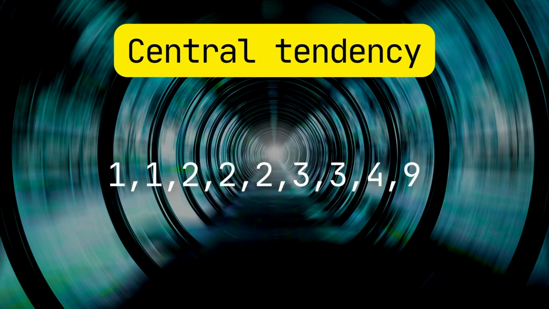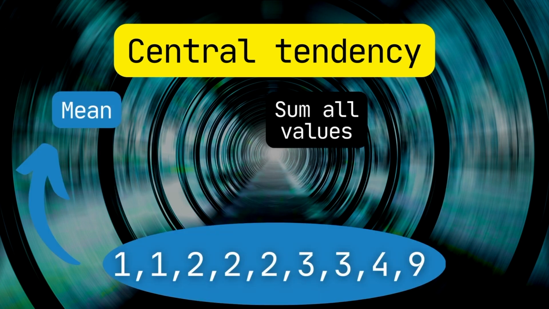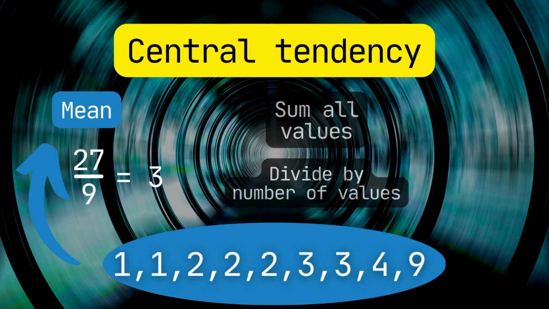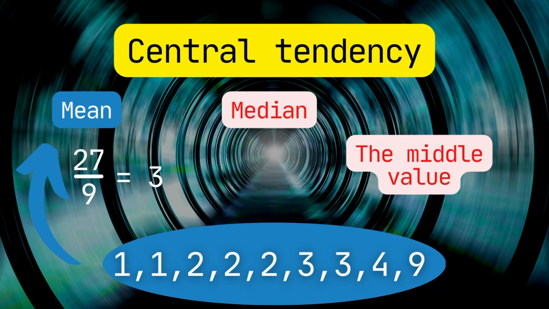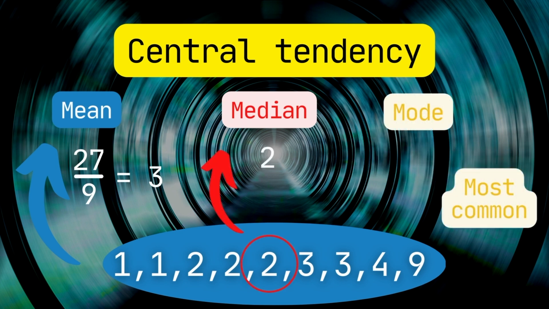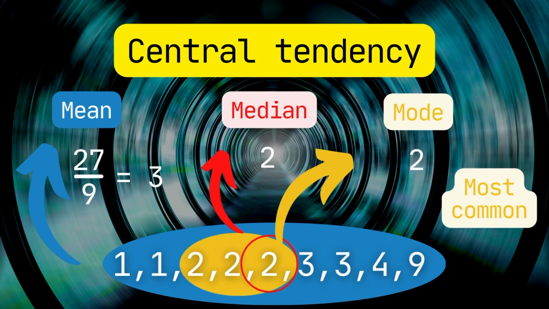So consider this example dataset. We can see that the mean is the sum of all the values, which is 27, divided by the number of values, which is 9. This gives us a result of 3. The median happens to be the middle value, which is the 5th position, and this happens to be 2. And finally, the mode is the most commonly occurring value, in this case also 2.